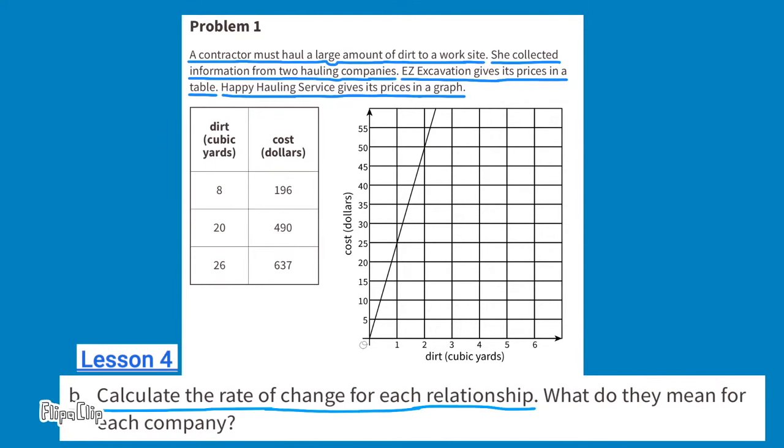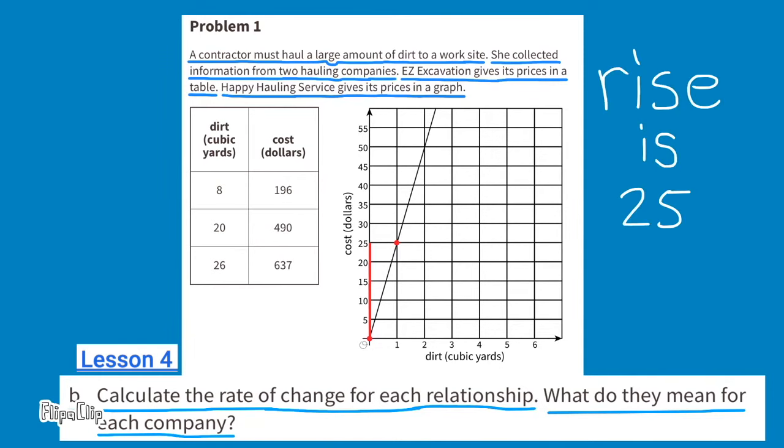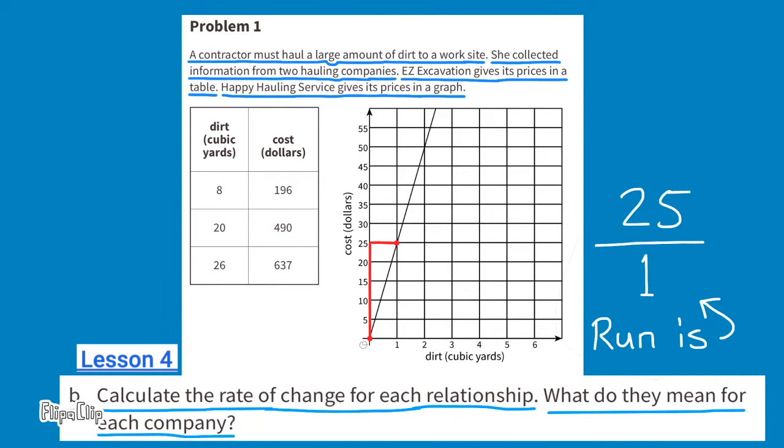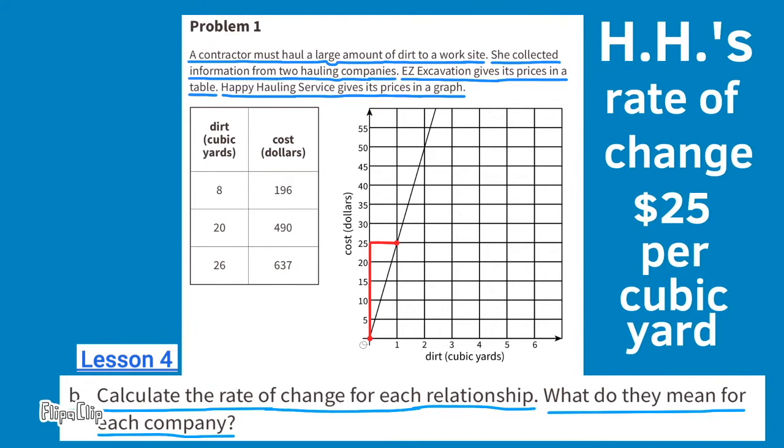B. Calculate the rate of change for each relationship. What do they mean for each company? I think we're just comparing the rate of change for each company. The slope for Happy Hauling's graph is 25 units up, or the rise is 25 units, and 1 unit to the right, or a run of +1, making the slope and the rate of change 25 over 1, or 25. The rate of change for Happy Hauling Service is $25 per cubic yard.